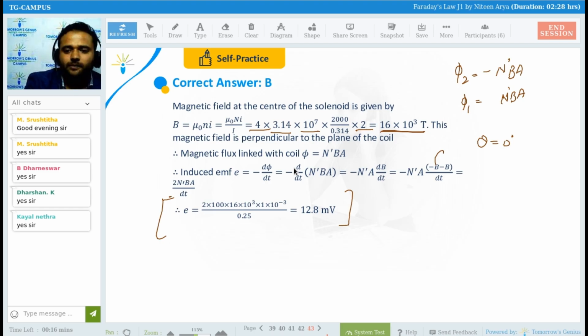Is this clear, beta? Dhaveshwaram, Sai, Susita, Parikshit, Kyle, Netra, obviously she is there now maybe. And Vishwanath.